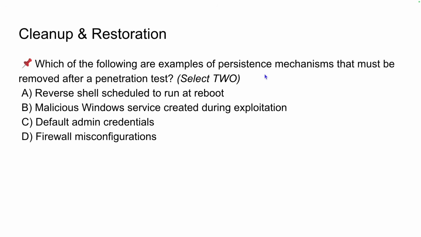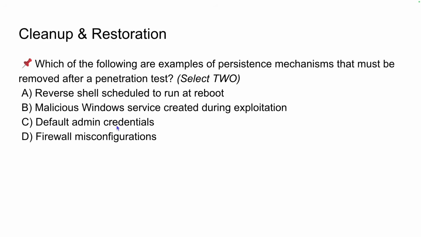Which of the following are examples of persistence mechanisms that must be removed after a pen test? Select two of them. We pretty much looked at this a few questions ago. Reverse shell scheduled to run at reboot. So it's a scheduled task. Anytime the computer is rebooted, it's going to run that scheduled task on startup, and then the reverse shell is going to be established. So that's definitely one. Malicious Windows service created during exploitation.